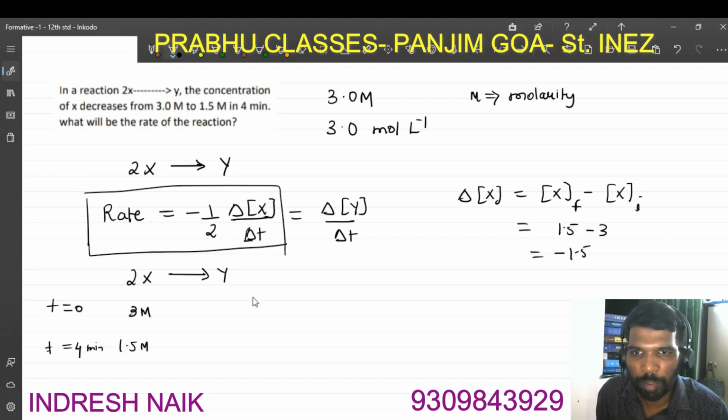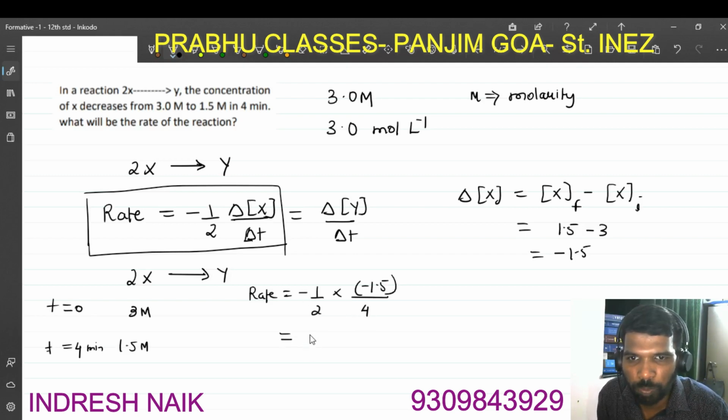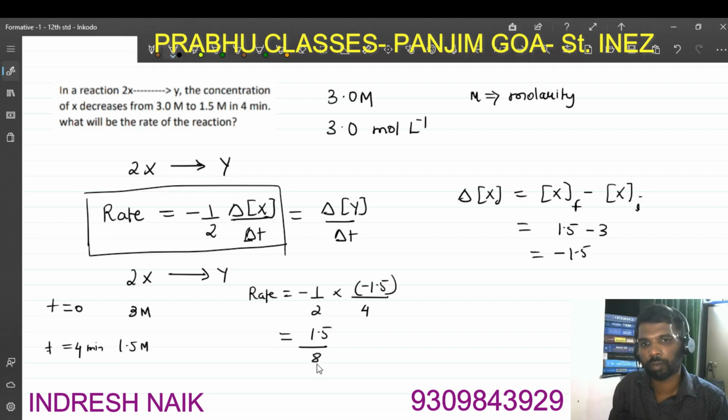So in this formula, I am going to substitute it. Therefore, rate is equal to minus 1 by 2 times delta x, which is minus 1.5, divided by delta t, which is the time difference of 4 minutes. So this is 4. Rate will be minus into minus, plus, so 1.5 divided by 8, right? How are you going to solve this? 1 by 8 is going to be written as 15 by 8 into 10 raised to minus 1. Now it will be very easy to solve, no?